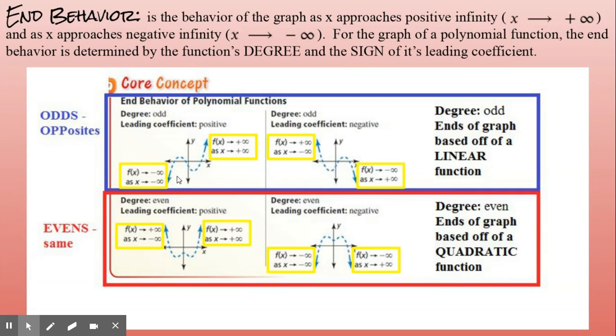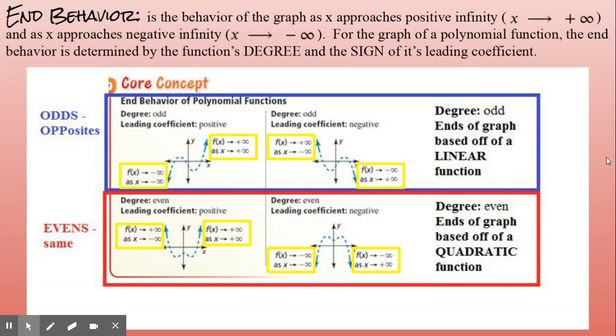Again, as you look at this, you're just looking at where the arrows are pointing. When you graph your function, or if you're looking at a graph of the function, where are those arrows on the ends pointing? If they're pointing up, then the function is approaching positive infinity. If they're pointing down, then the function is approaching negative infinity. And you will always have an x approaching negative infinity and an x approaching positive infinity, because you have a left side and a right side.